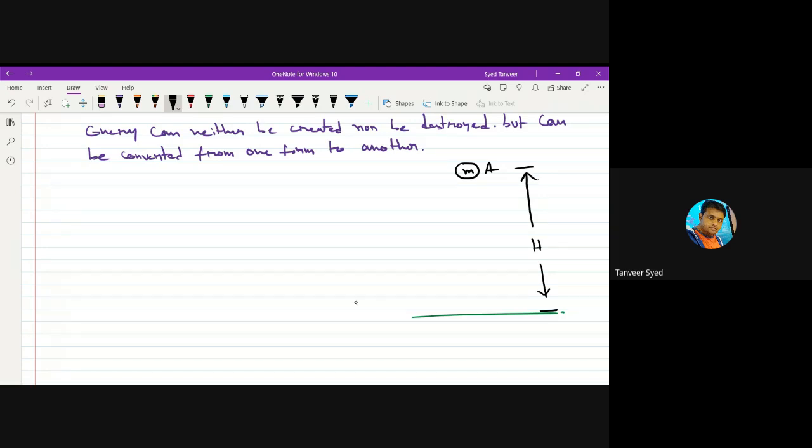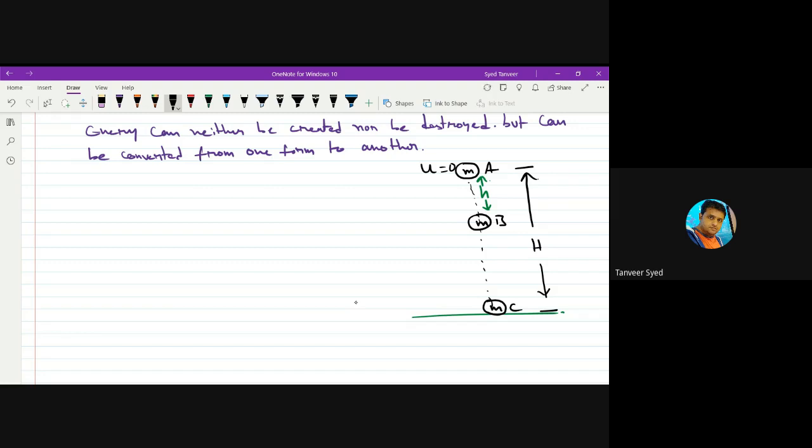If it is released from rest, that means initial velocity is 0. If you release it, what happens? It falls down. While it is falling down, let us take its position somewhere here during its journey. Let us say this is point B. Point B is at a height small h from point A. Then just before it strikes the ground, this is point C.